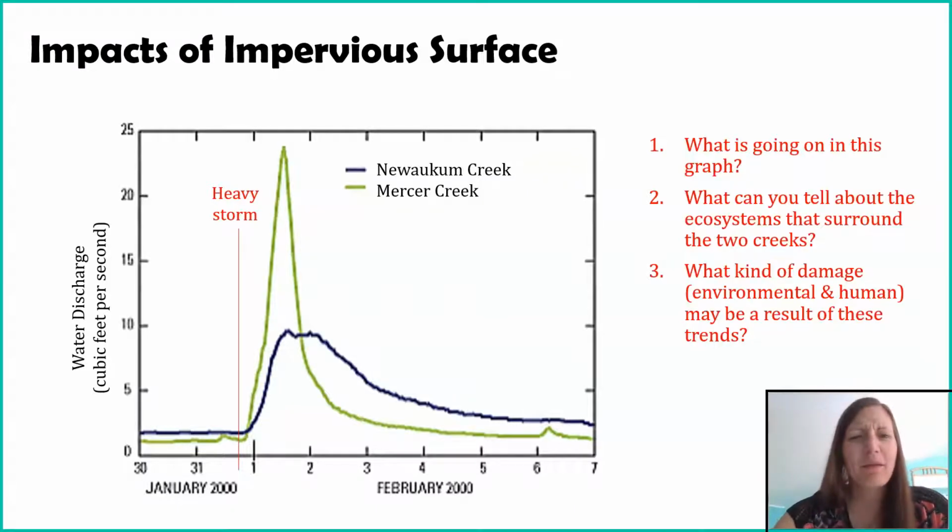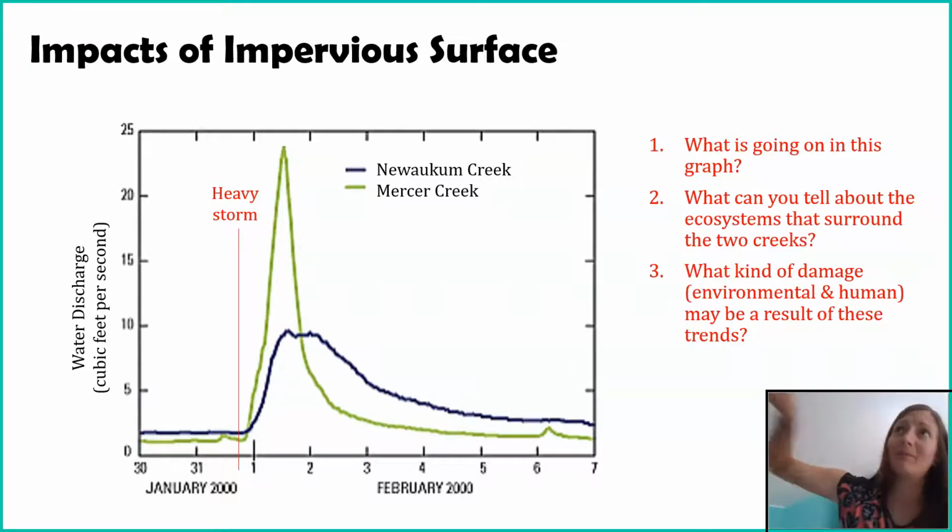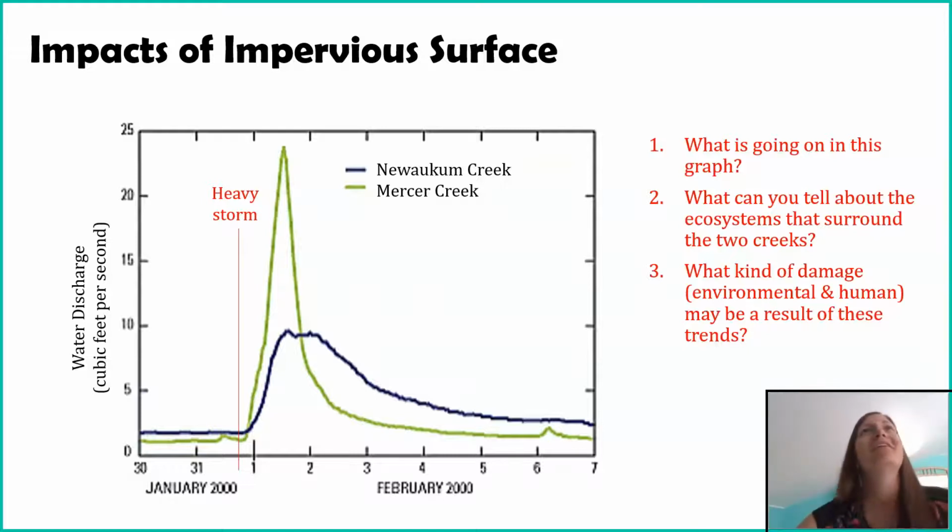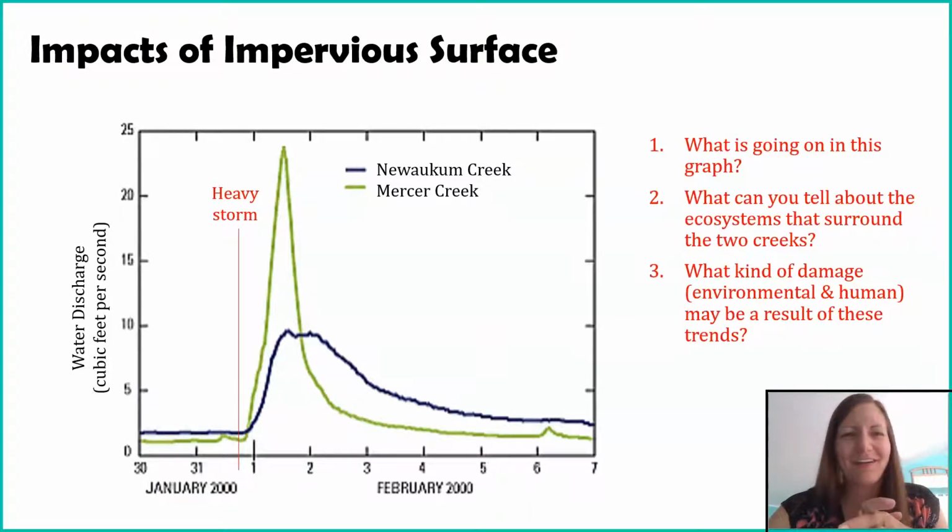But why? I mean, Mercer Creek and Newaukum Creek, I didn't tell you this before, but they're actually right near each other. Like, it's not like Newaukum Creek is on the clear other side of the state. Like, no, they're pretty close to each other. But despite being close to each other and despite experiencing the same storm, we have very different discharges.